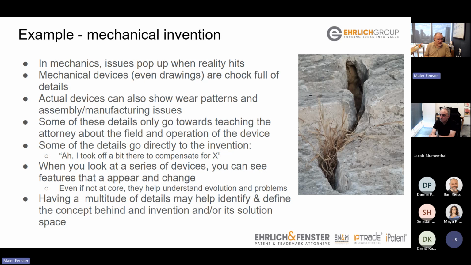Some of these details are just useful to make sure the patent attorney understands what's going on, but some of them are directly related to the invention. You ask the inventor, why do you have this little piece missing here? Oh, I took this piece off to compensate for an extra piece I put somewhere else. If you look at a series of devices that the client went through, you can see features appearing and changing and disappearing.